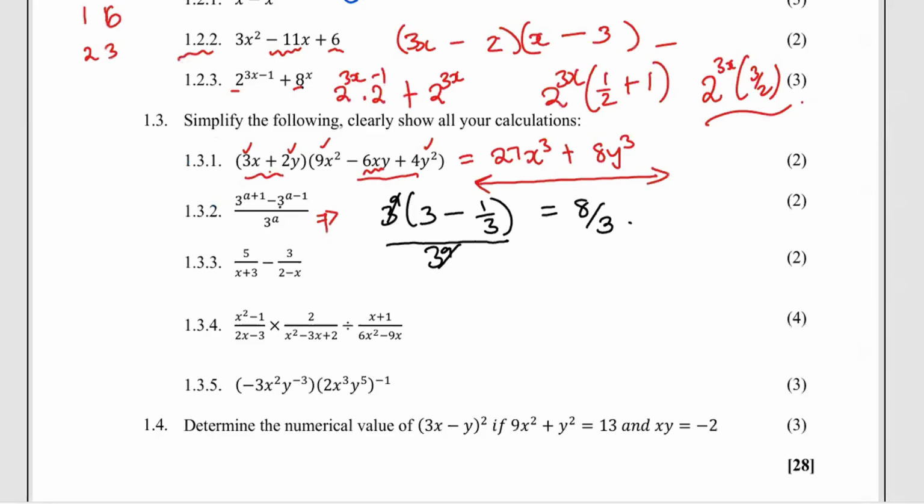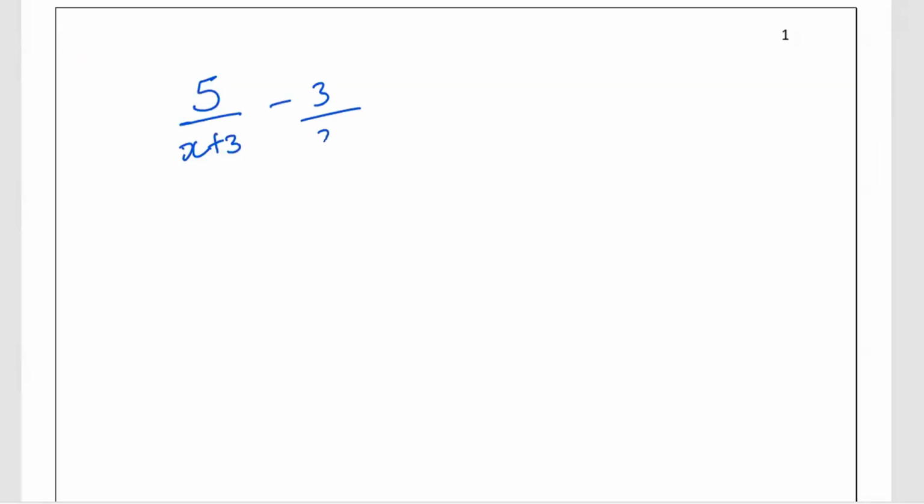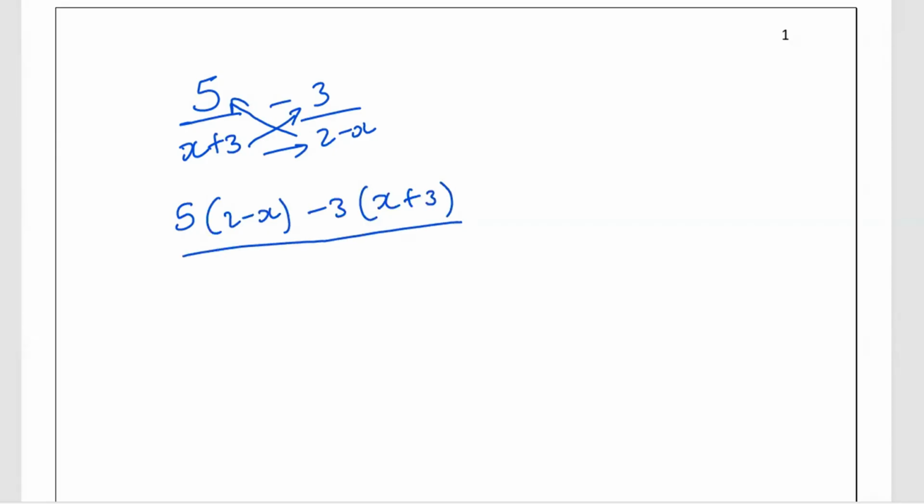They're telling us 5 over x plus 3, sorry, and then we are subtracting 3 over 2 minus x. So let's use the butterfly, or some people call it the crisscross. Okay, so it's going to be 5 into 2 minus x minus 3 into x plus 3. We are dividing it by x plus 3 and then 2 minus x.